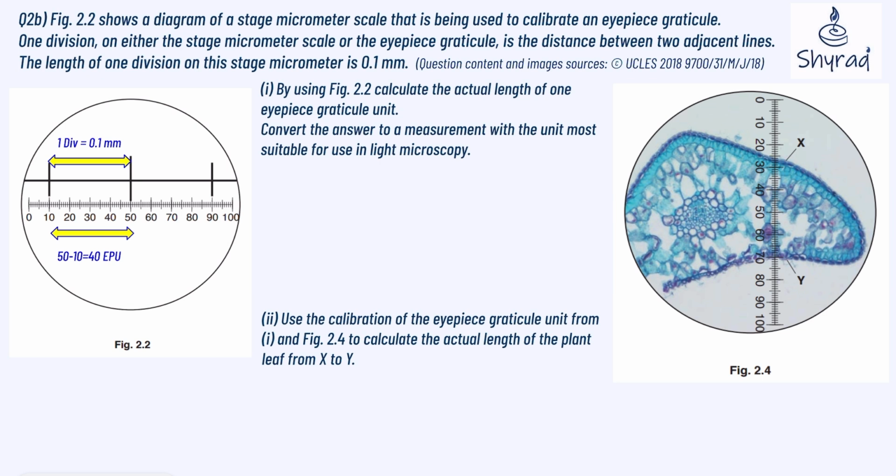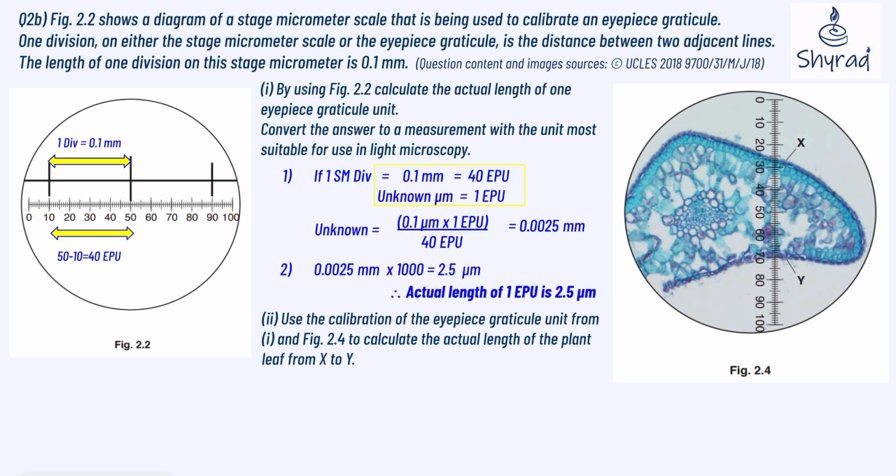Part 1. By using Figure 2.2, calculate the actual length of one eyepiece graticule unit, then convert the answer to a measurement with the unit most suitable for use in light microscopy. So, if one stage micrometer division equals 0.1 millimeters, when it was calibrated on the eyepiece graticule, it gave us 40 eyepiece units. One eyepiece unit is unknown.